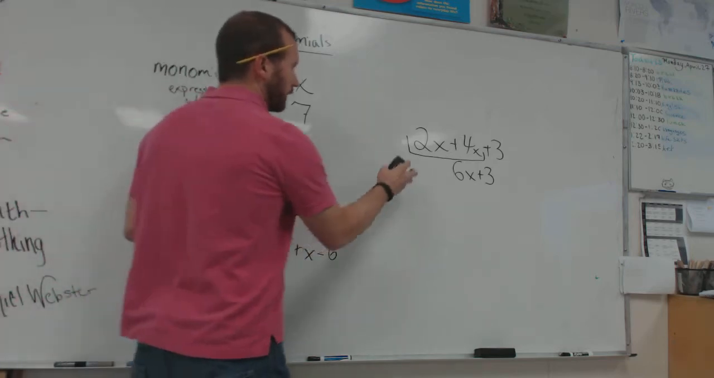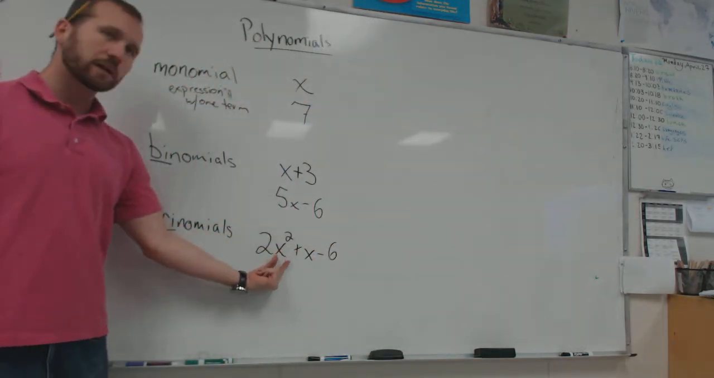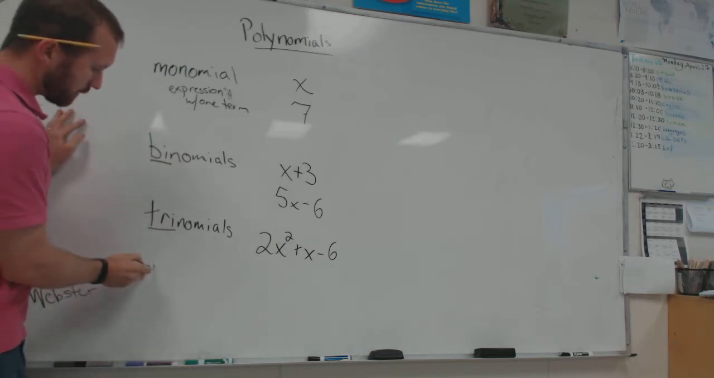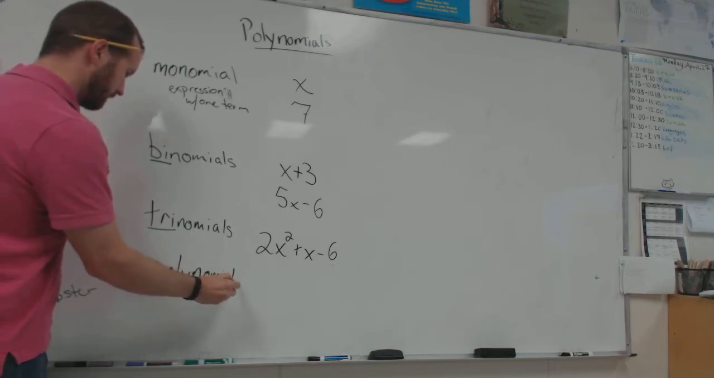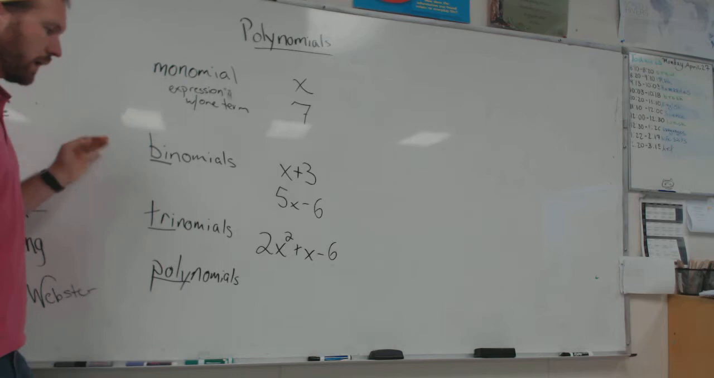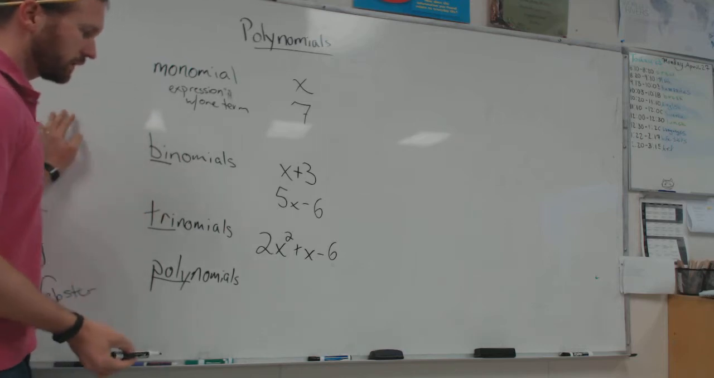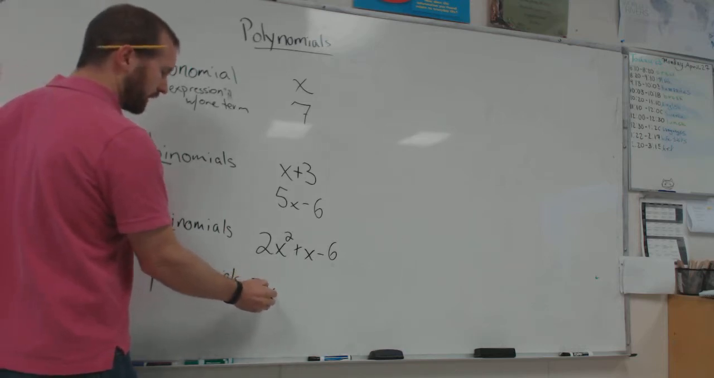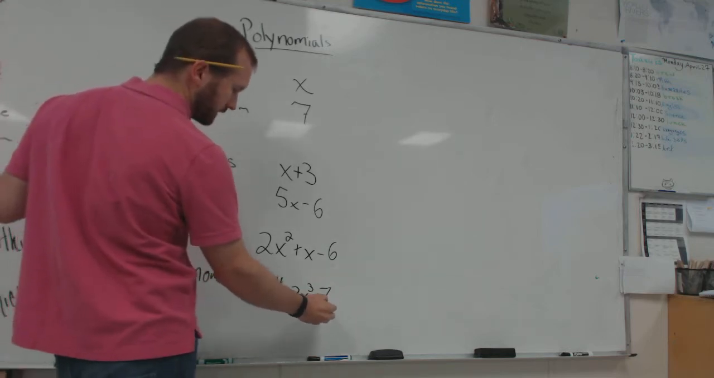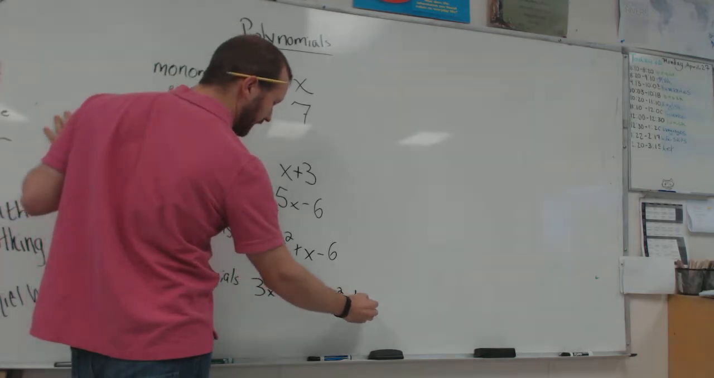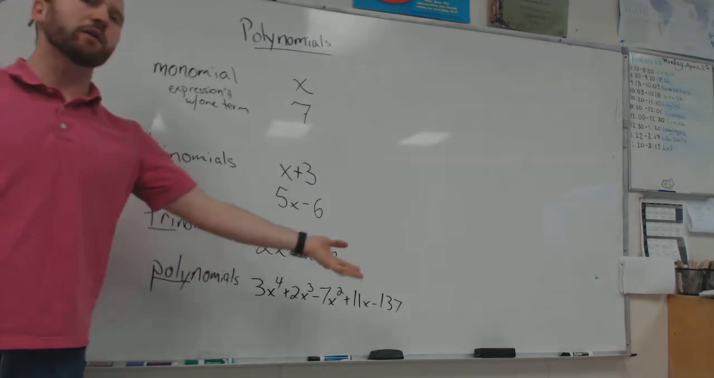So, a trinomial has 3 terms. Generally, one of the terms is going to be x squared. And then after that, we just call them polynomials. Polynomials just means a bunch of terms, right? So maybe I have 3 minus 7x squared plus 11x minus 137. Right, it's a polynomial. There's a bunch of terms.